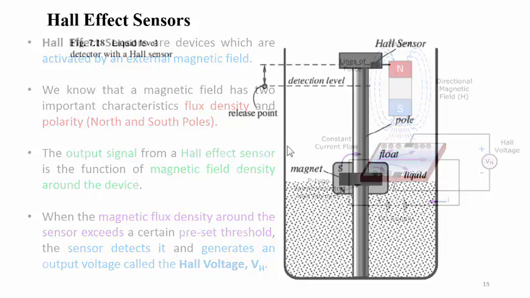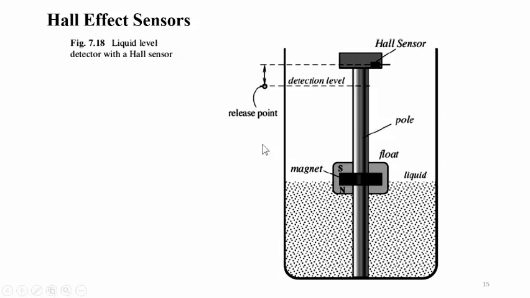So as I said, when the magnetic flux density around the sensor exceeds a certain preset threshold, the sensor detects it and generates an output voltage called the Hall voltage, or Hall effect based voltage, that is VH, from this package or the Hall effect sensor.